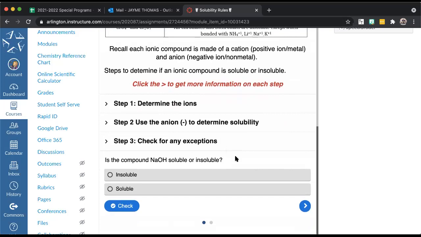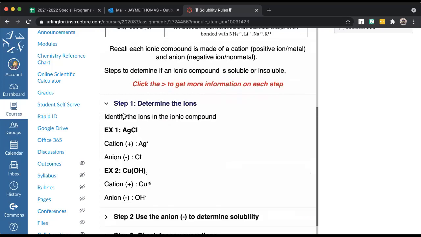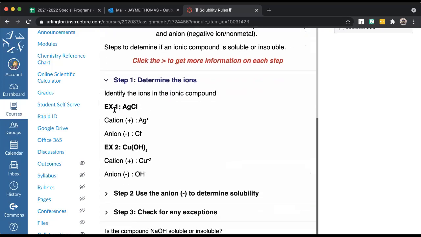Step one, we're going to look at our formula and determine the ions. For example, this one is AgCl. So the cation, the positive ion, that's the metal. So that would be sodium, or I'm sorry, not sodium, silver in this one. And then the anion is the negative ion. That's always written second. It's usually the non-metal. So that's chloride in this one.